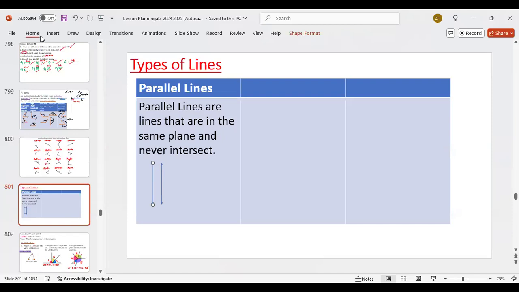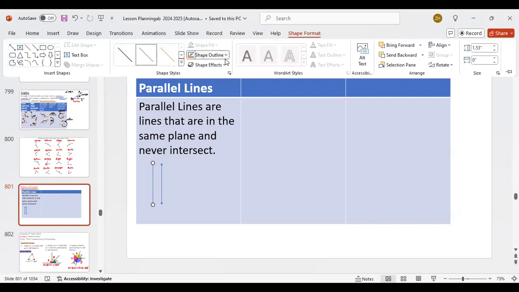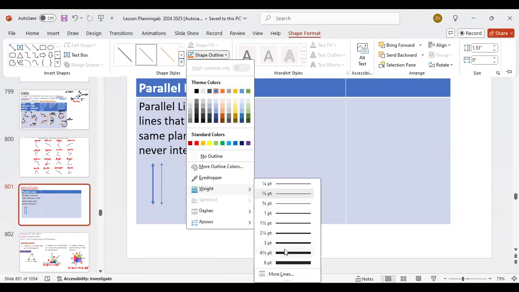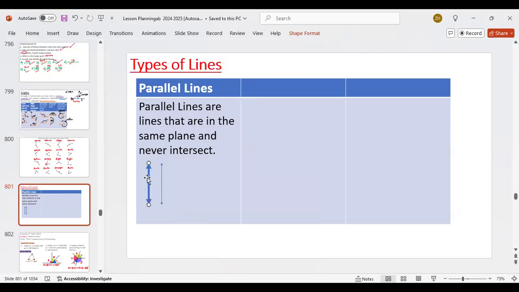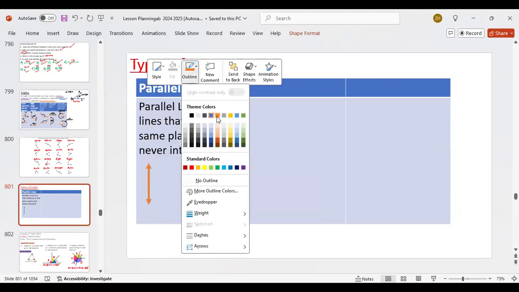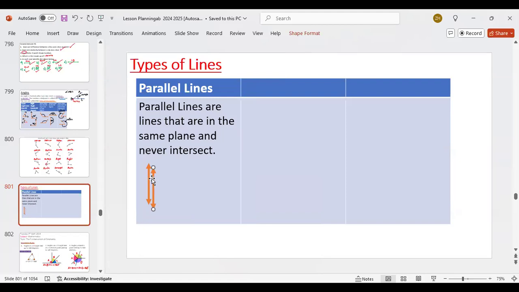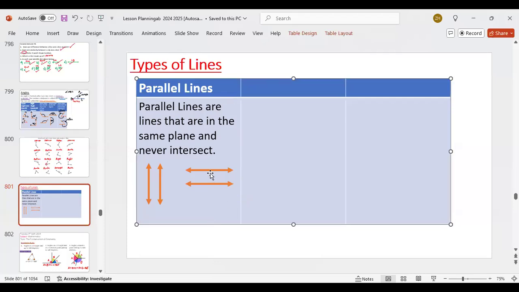Okay, what do we mean by parallel lines? Lines are in the same plane and never intersect. What if we extend them on and on and on? Would they ever intersect? No, sir. They never intersect, right? So these are parallel lines. Let me use orange. So parallel lines could look like this, or parallel lines could look like this. These are still parallel lines. Even if I extend them on and on, there's no possibility that they're gonna intersect. That's why we call them parallel lines, right?